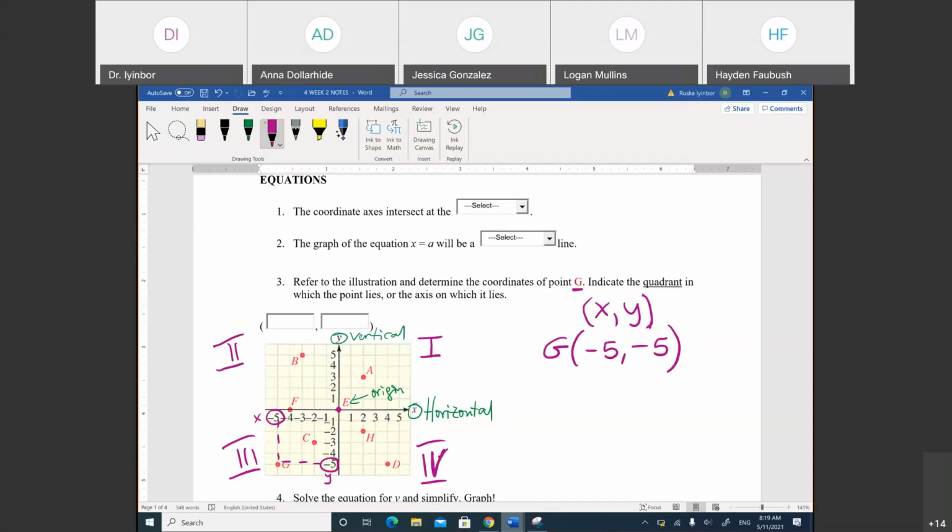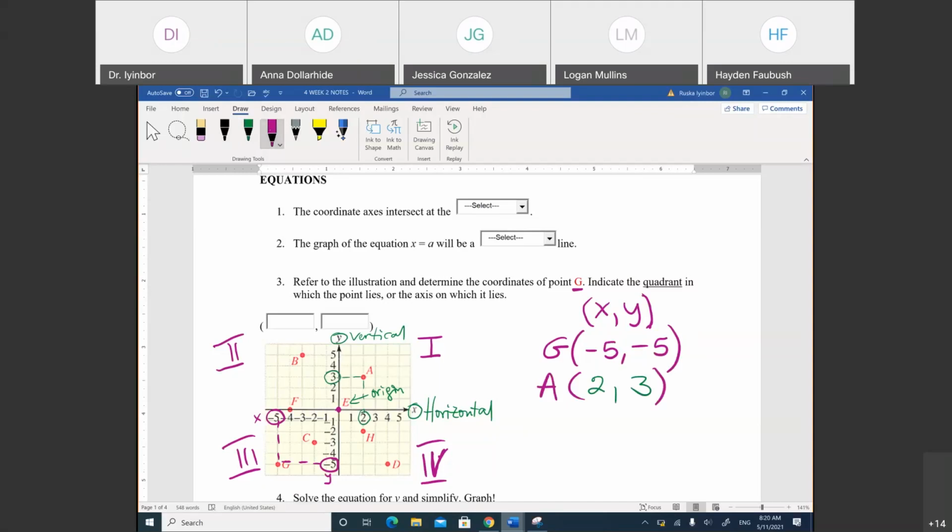Okay, let's do another one. Let's find the coordinates of point A. What are the coordinates of point A? So from A, you're going to go to the x. What is that number? 2. And then you're going to go to the y, and the number is 3. So you're going to write x first. Always x is first. 2, 3. Everybody understand that?